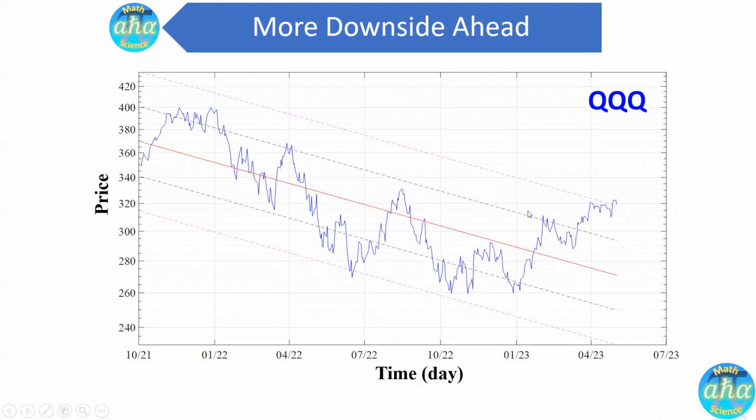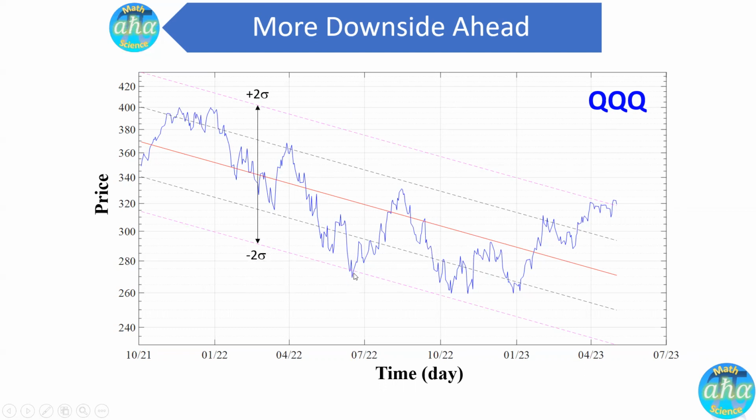The other interesting thing we pointed out last time is when we do a trend analysis on the QQQ, plotting on a log scale and doing a regression analysis, we can see that it's in a downward trend. This ETF is also within a +2 standard deviation and a -2 standard deviation band. This is the middle line, the trend line, this is the +2 standard deviation and the -2 standard deviation. It's pretty much within this band.